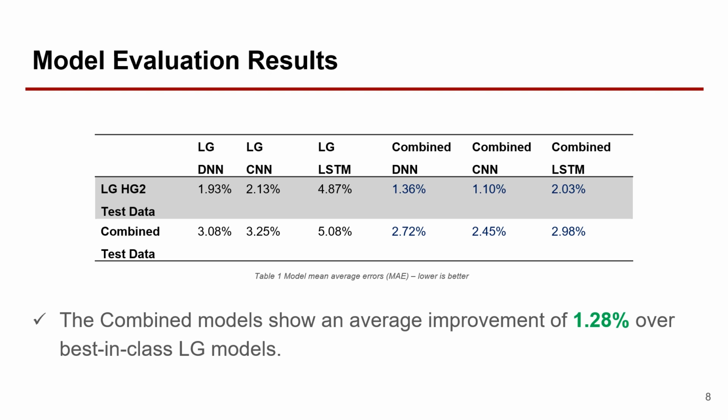And we saw that over both the test data sets, the combined models show an average improvement of 1.28% over the best-in-class LG models. This might seem like a small number, but it's quite a significant improvement in terms of prediction.